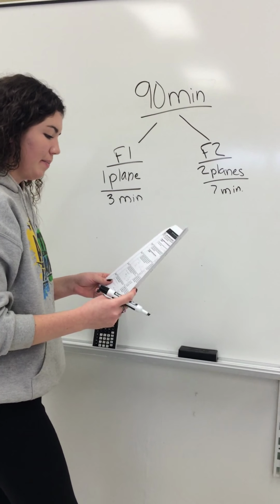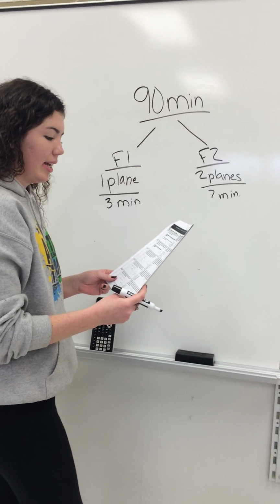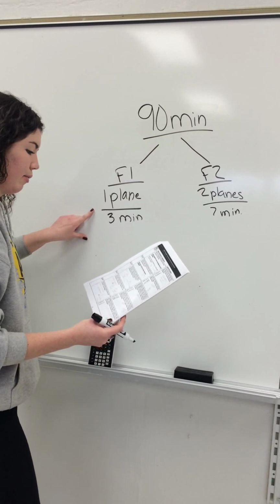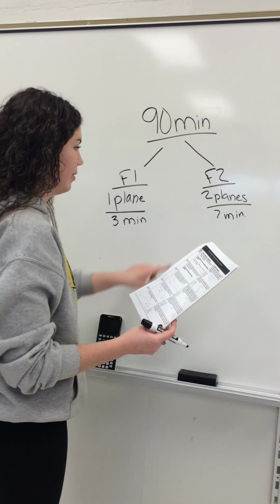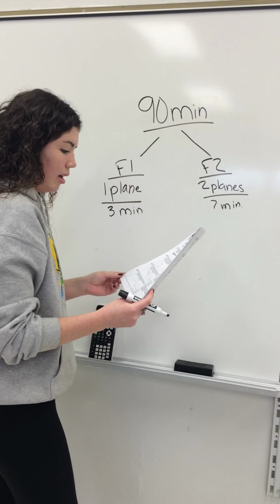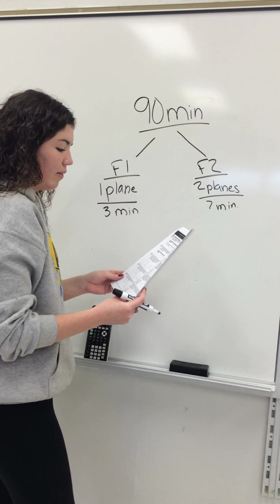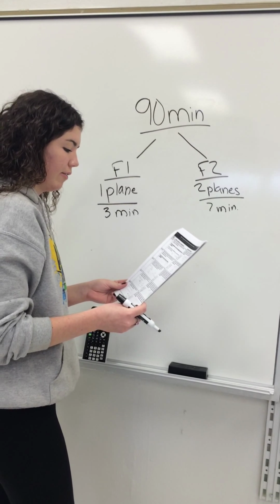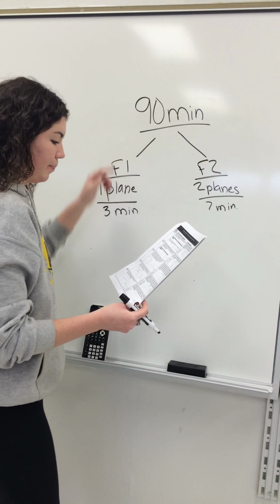For problem 3, near a large city, planes take off from 2 airfields. One of the fields is capable of sending up a plane every 3 minutes. The other field is capable of sending up 2 planes every 7 minutes. At these rates, which of the following is the most reasonable estimate of the total number of planes the 2 airfields could send up in 90 minutes?